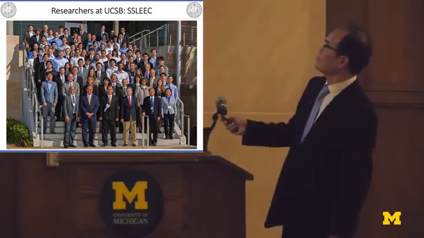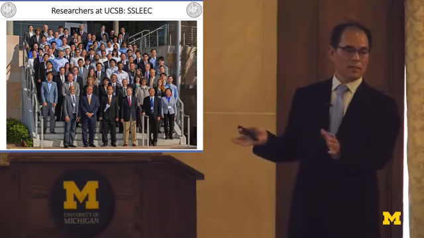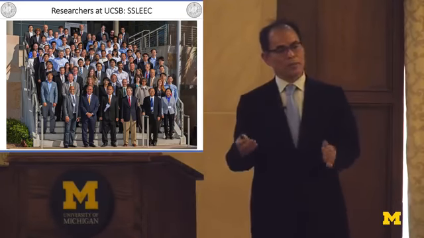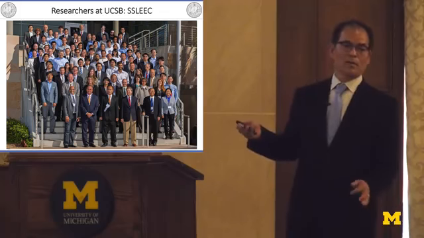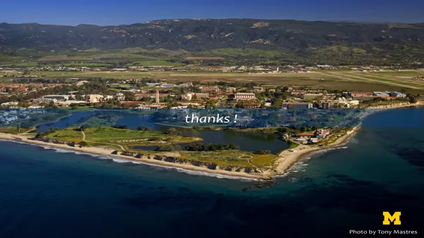We have about 40 PhD students for this center. Almost 40 PhD students are working to develop all kinds of devices using gallium nitride-based materials. So this is our campus, UCSB campus.